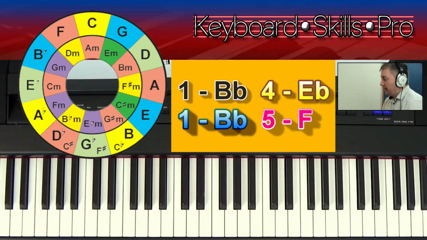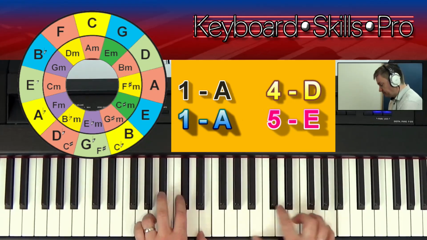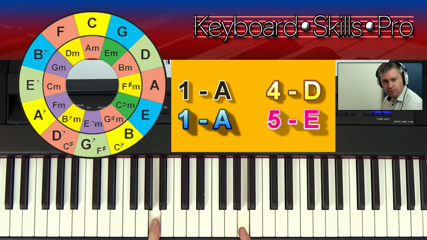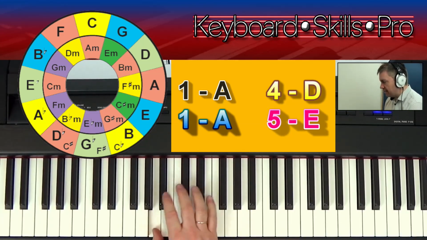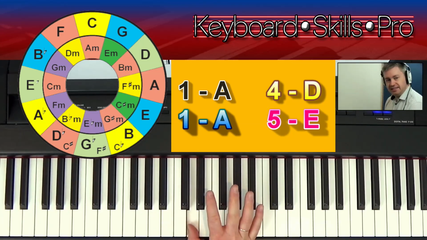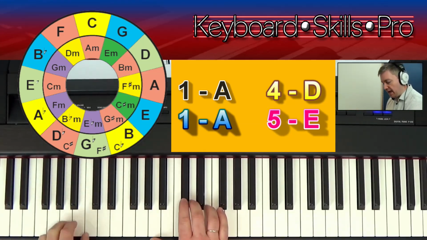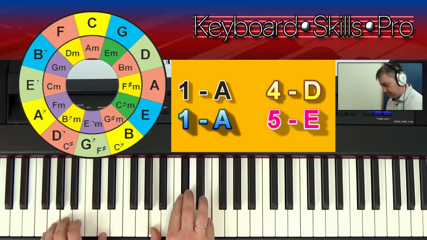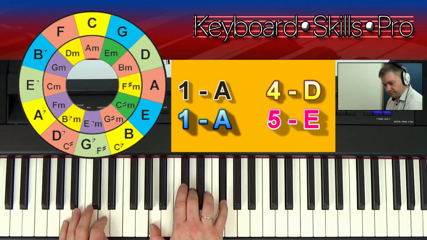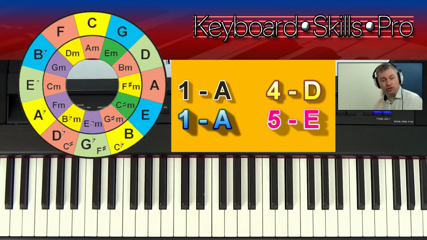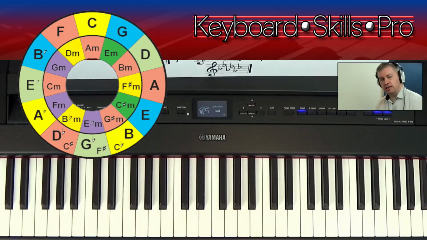Okay. What about a sharp key? Let's do A major. So A is now my key note, okay, key of A major. 1 is A, 4 is D, 5 is E. So I'm going to go A, D, A, E. And you can hear it's the same introduction. So providing that you play the same patterns and the same rhythms and to a certain extent the same inversions, basically that introduction is always going to sound the same. So that's how we do it, folks.